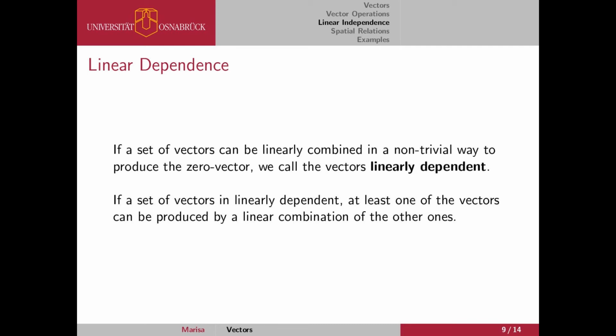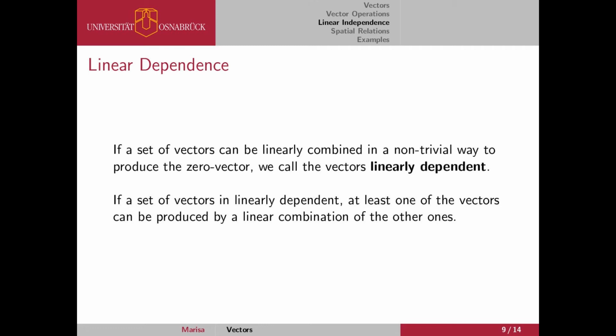As you may have guessed already, linear dependence is the opposite of linear independence. Formally, this means that we can combine a set of vectors in a non-trivial way to produce the zero vector. So, setting all scalars to 0 is not the only solution anymore to produce the zero vector, but there's also at least one more solution that produces the zero vector.